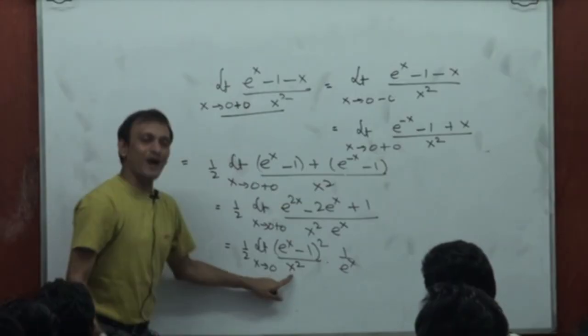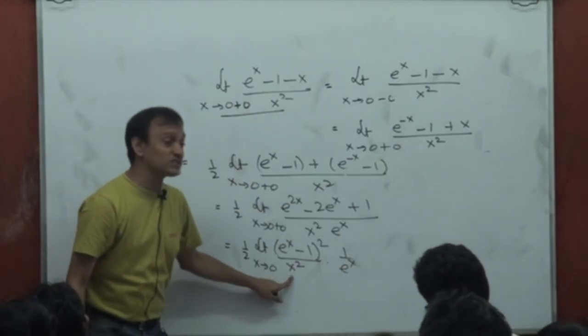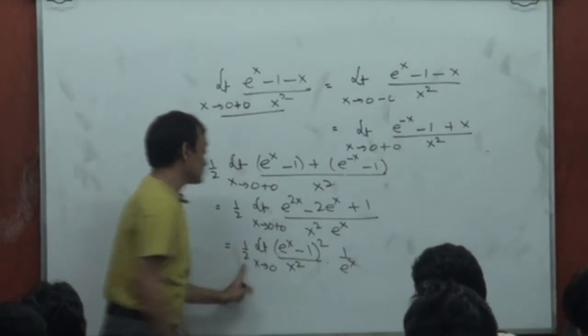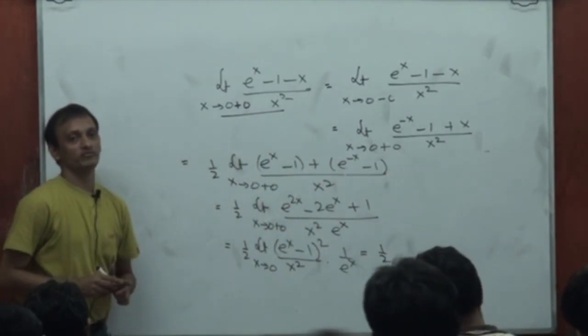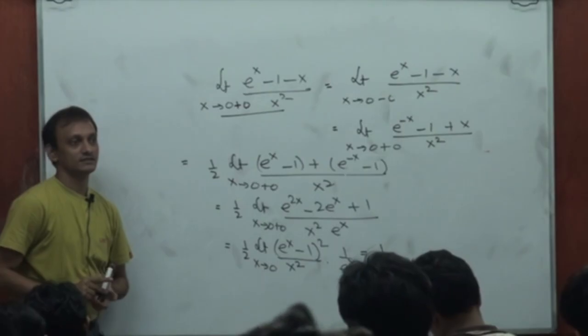What is this supposed to be? (e^x - 1)/x whole squared is 1. This is 1, so this will become half. It's another way of looking at it, right?